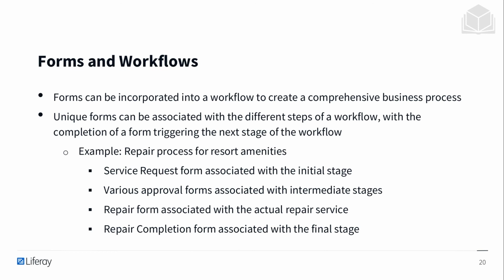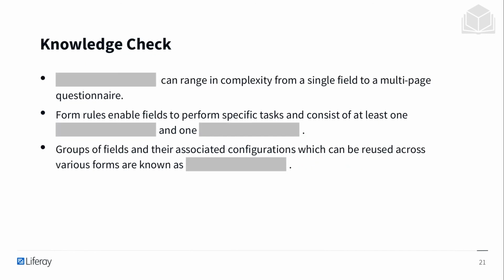For example, a repair process for resort amenities: the service request form associated with the initial stage, various approval forms associated with the intermediate stages in the workflow, a repair form associated with the actual repair service occurring, and then lastly, the repair completion form associated with the final stage of the workflow. So, as you can see, we have a real-world example of associating certain forms to different steps in a workflow. And we've reached the knowledge check.